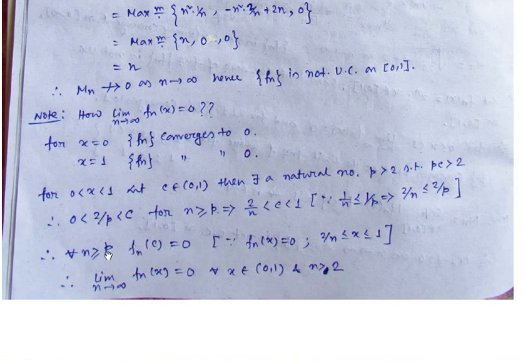So in the next line we can write fn(c) equals 0 for every n greater than or equal to p. So the sequence of functions is pointwise convergent and converges to 0 for every natural number n greater than or equal to p, where p is a natural number greater than 2. We are mentioning it here.